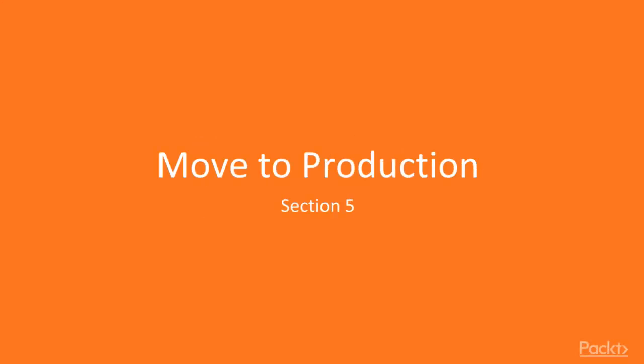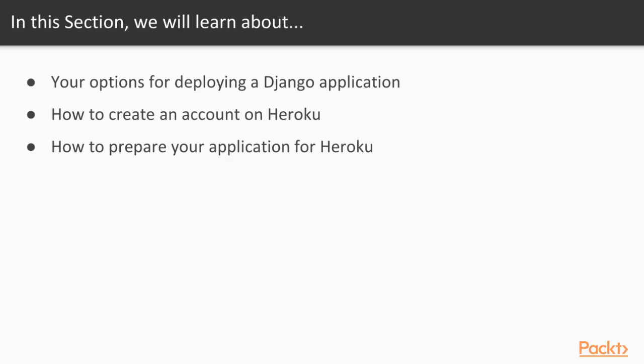Hello. After finishing our application in the final section of the course, we will learn how to create a production deployment to serve our application to the public. In this section, we will quickly discuss the different options you have for deploying your Django application. We will then demonstrate how to create an account on Heroku, and finally, how to prepare your application for deployment on Heroku.